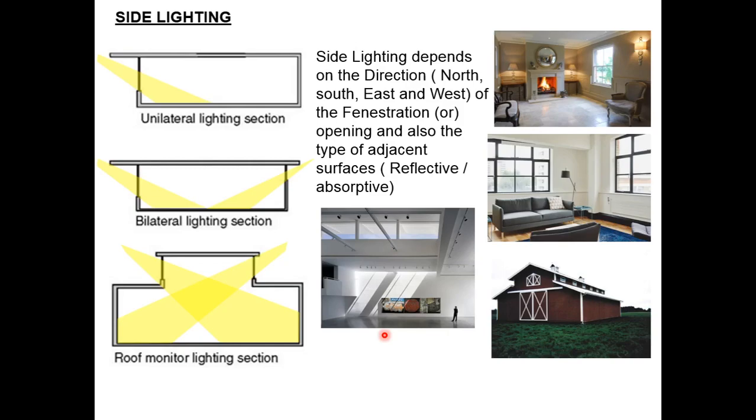So if you see side lighting, there are a few pictures. As an architect or designer, you can understand. So it's a unilateral lighting section, which means there's a single side. Bilateral is two-sided sections, maybe one is large, one is smaller. We have a roof monitor light section, which is more equal, which is just a projected roof slab with light allowed on both the sides.